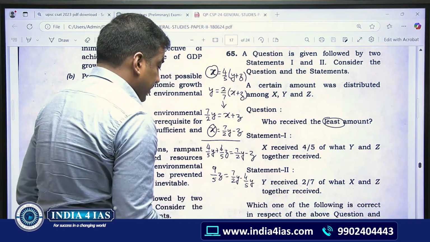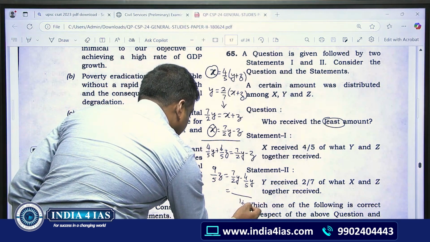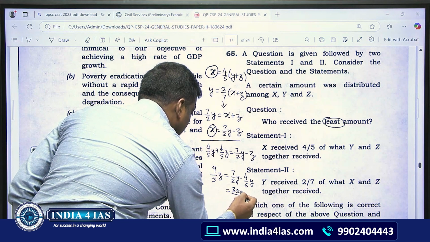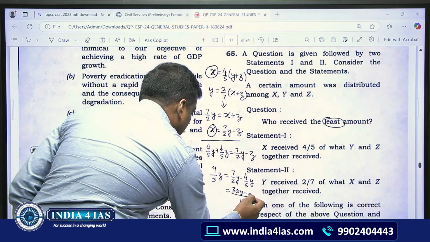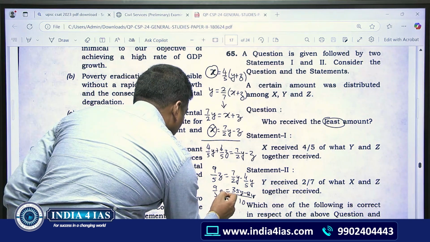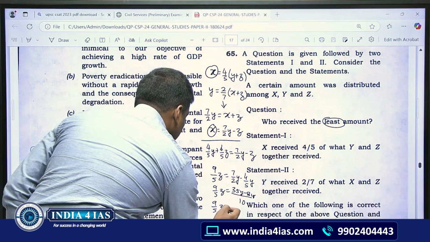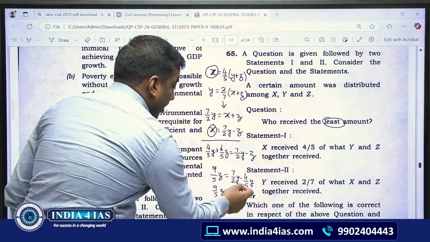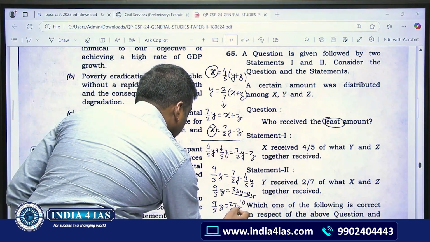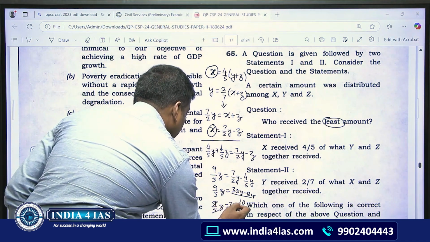In this case, we can take the LCM as 10. Then 2 5s are 10, 7 5s are 35, so 35y; 5 2s are 10, so 4 2s are 8. So this is 9 by 5z, so 9 by 5z is equal to 35 minus 8, which is 27y by 10. 5 1s are 5, 2 5s are 10, 9 1s are 9, 9 3s are 27.